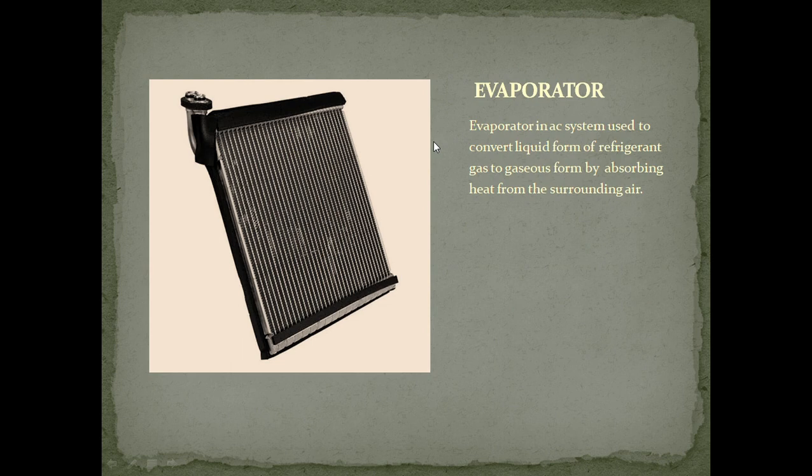This is an evaporator. I already told what an evaporator is. In the evaporator, this liquid form of gas is changed into vapor by absorbing heat from the surroundings. There will be a fan near the evaporator and the air will be flowing to the evaporator. Depending upon the airflow, that is heat, it will absorb the heat from the surrounding air and this gas will change into vapor in the evaporator.